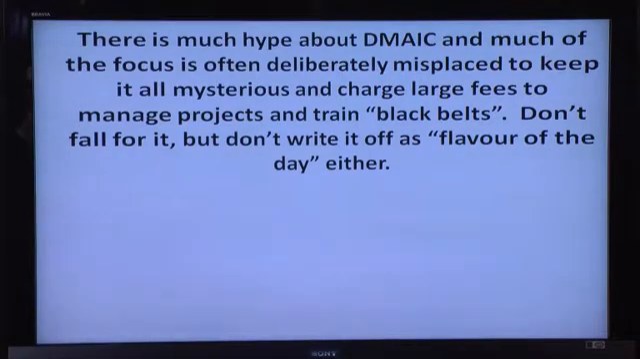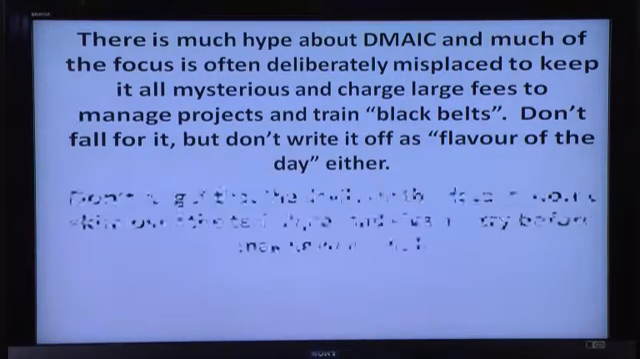There's much hype about DMAIC, and much of the focus, I find, is often deliberately misplaced to keep it all mysterious and charge large fees to manage projects and train black belts or whatever name they give them. Don't fall for it, and I'm not saying that all black belt training is bad. I'm saying that there is a lot of pizzazz built around this. Don't write it off as flavor of the day either. There is great stuff in there.